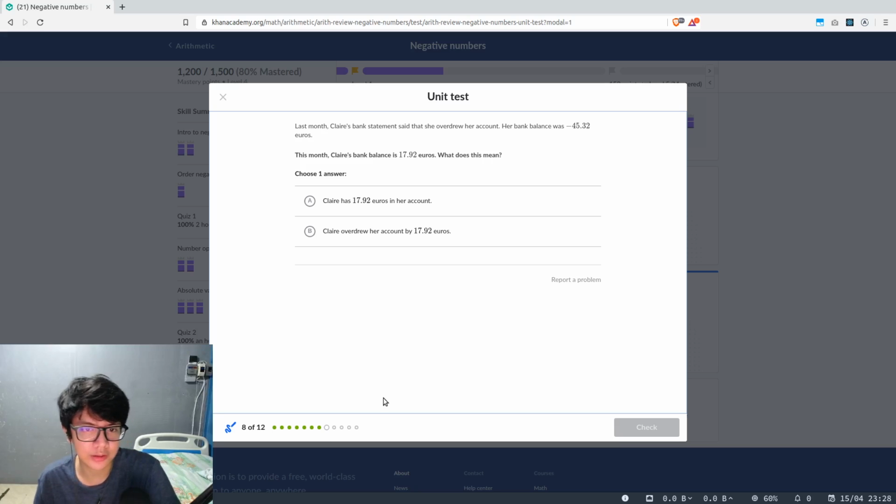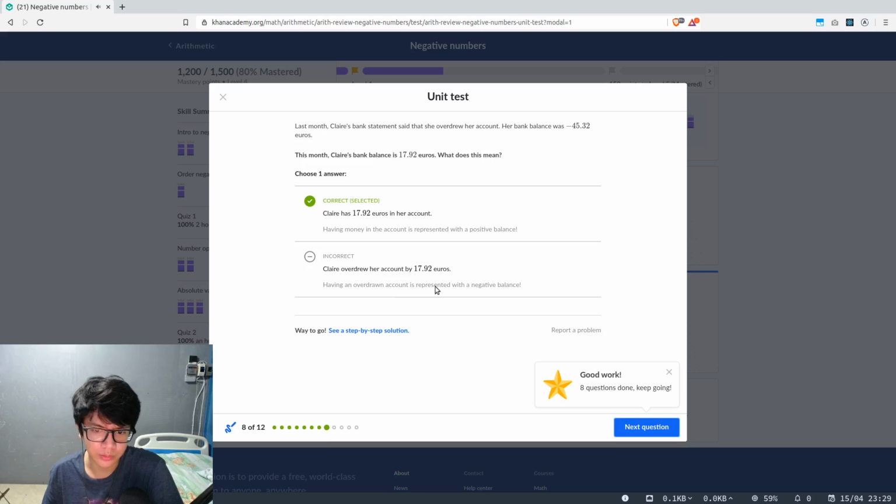Last month, Claire's bank statement said that she overdrew her account. Her bank balance was negative 445.33 euros. This month Claire's bank balance is 17.9 euros. What does this mean? Overdrew? What does that mean? Man, I don't want to mess it up. What is this overdrew? But I'm pretty sure A is correct. How an ordinal account is presented with negative balance.